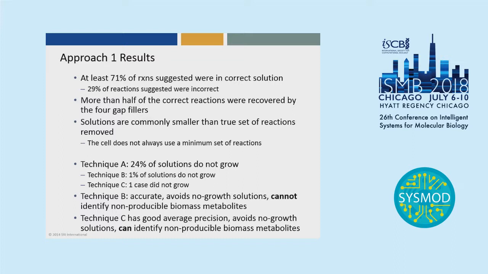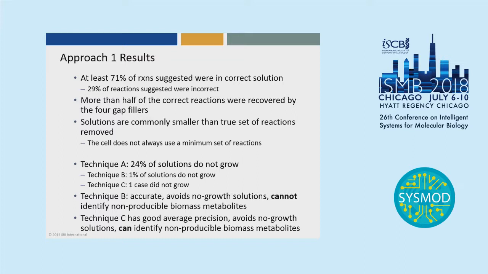technique C. Another important distinction between technique C and B is that C could identify non-producible biomass metabolites. The technique C formulation could tell us which of the biomass metabolites were not being produced, which is important debugging information to know, whereas technique B could not do that.